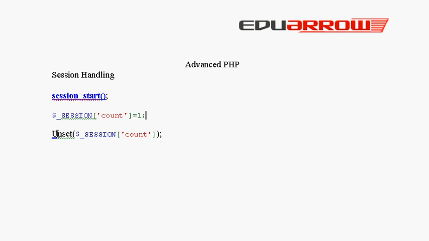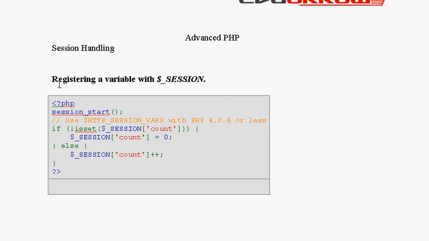To delete the session, we will use the function unset. It will remove the session from the server. This is a simple example for registering a session variable. Here we have started a session with session_start. Here we are checking if the session variable count exists or not. If not, it will initiate the count session variable, else it will increment the value of the session variable.